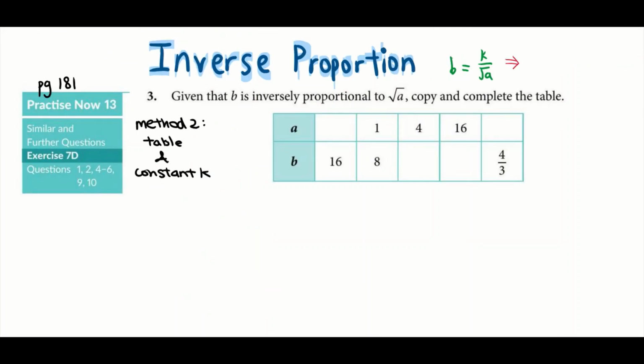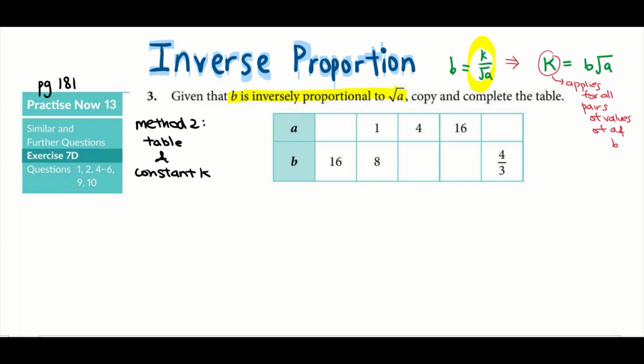Now on to method 2, which I will use the table and constant k. So it's given that b is inversely proportional to root a, which means b equals to k over root a. So if I want to find the value of k, it is b times root a. And take note that this k applies for all pairs of values of a and b.